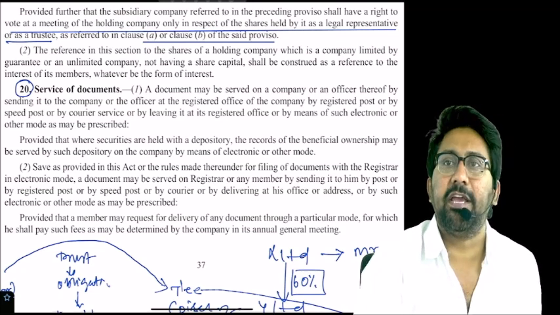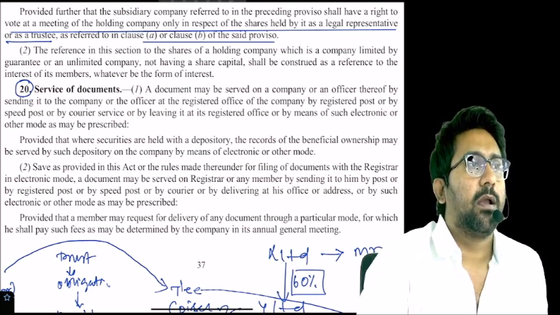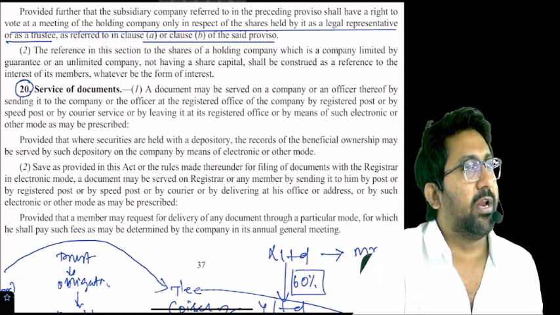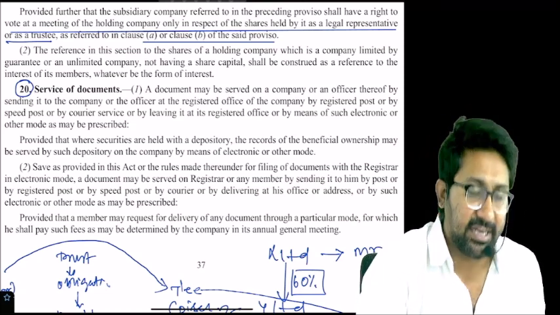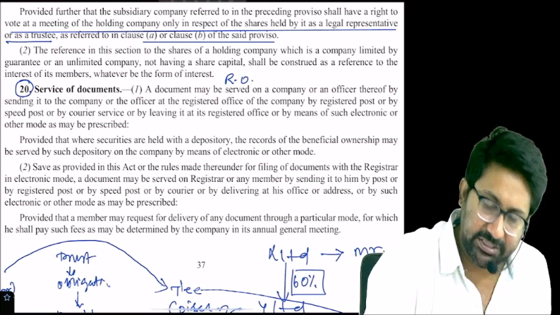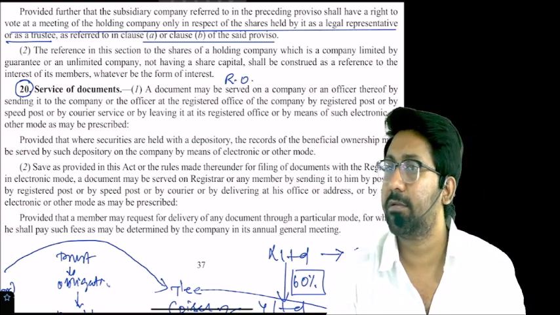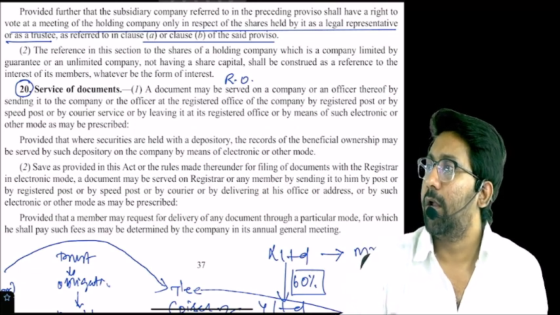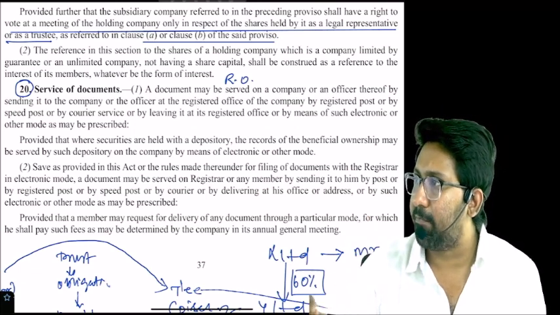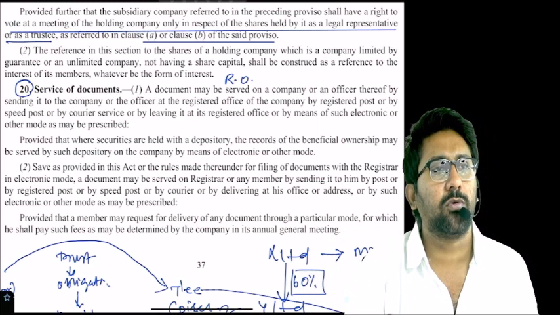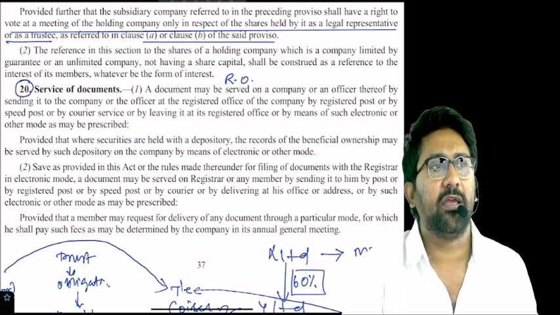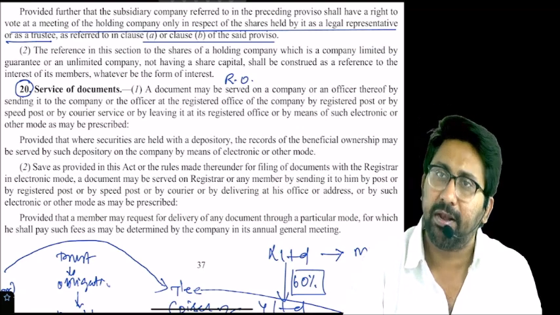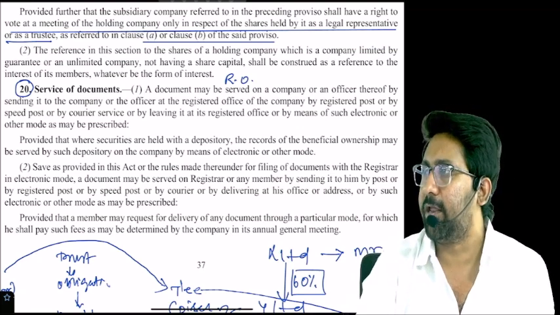Whenever a company is incorporated, the company will get its own office, or its own address. We call it a registered office. Directors are there in the company. I don't want to communicate to the company only. ROC wants to communicate something to the company as well as the directors of the company.